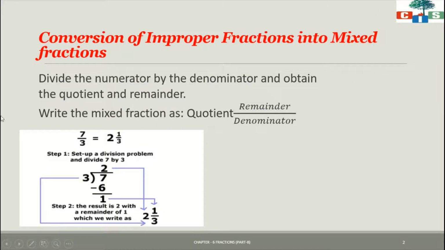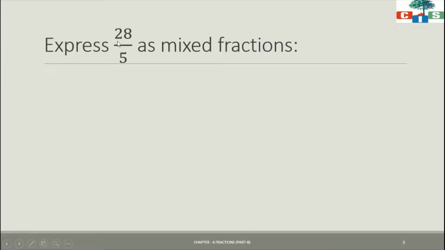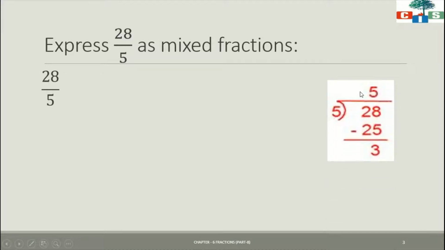Okay scholars, one more sum we will see. Express 28 by 5 as mixed fraction. Okay, this is improper fraction. Here we have to convert this improper fraction to mixed fraction. So first of all, we will divide 28 by 5. So we know how to divide 28 by 5 easily. So when we will divide, we will get quotient as 5 and remainder as 3.